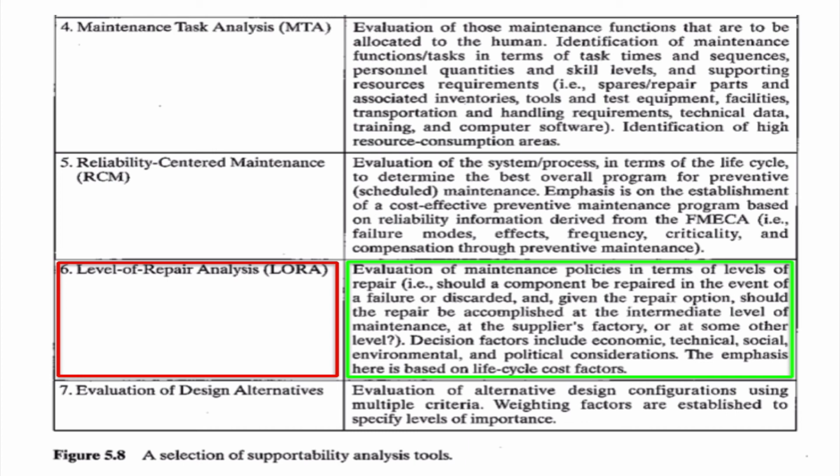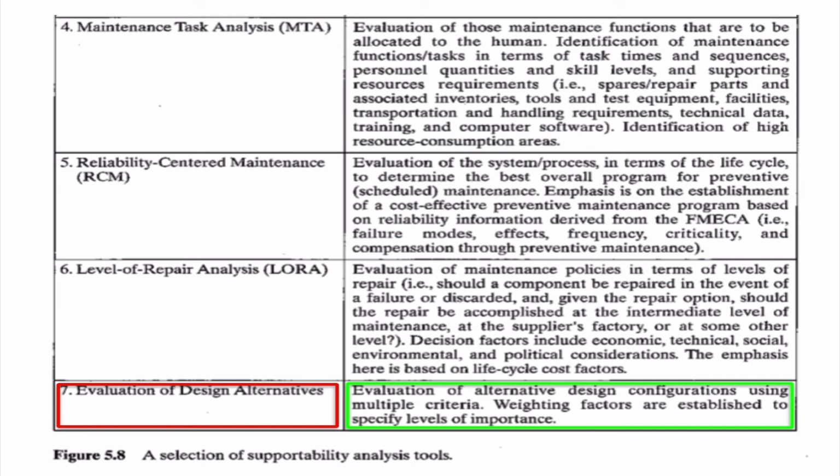Level of repair analysis, or LoRA. Determination of the levels in the support structure where every maintenance action will be performed. Decision factors include economic, technical, social, environmental and political considerations. Evaluation of design alternatives. Evaluation of alternative design configurations.